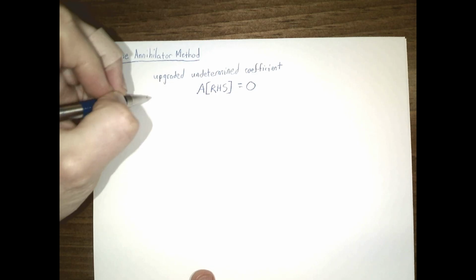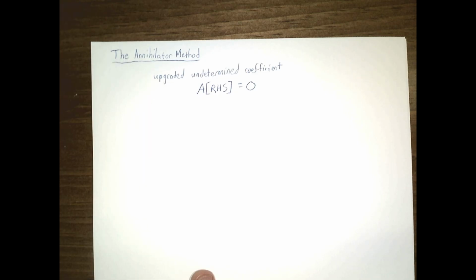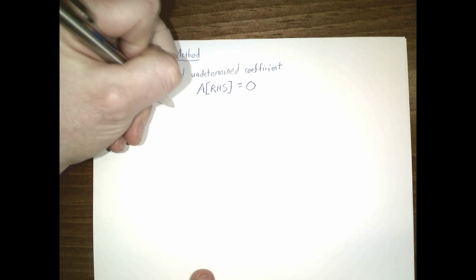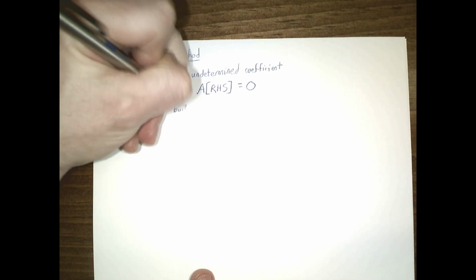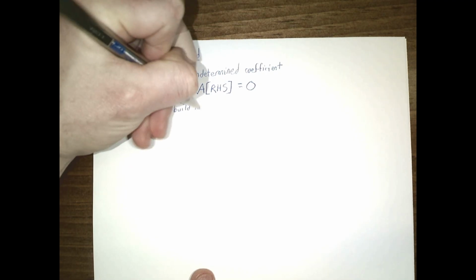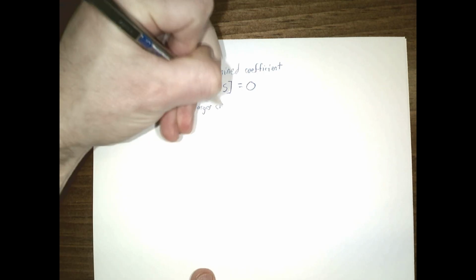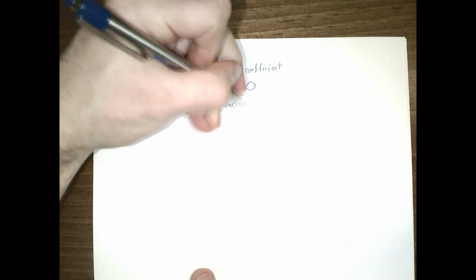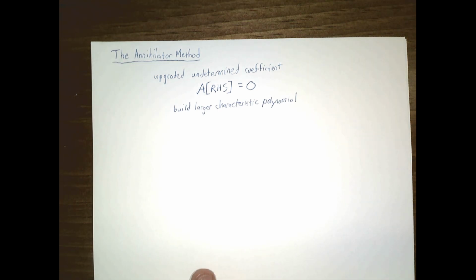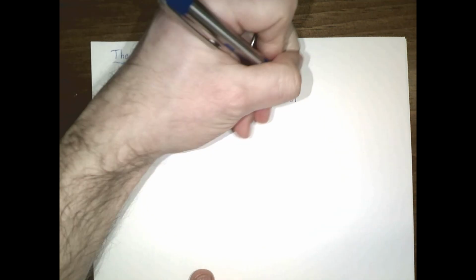And then the idea is when that is applied to the left-hand side of the equation, you build a larger characteristic polynomial, which you can solve through normal methods. And this allows you to figure out what your solution to the whole differential equation actually looks like.